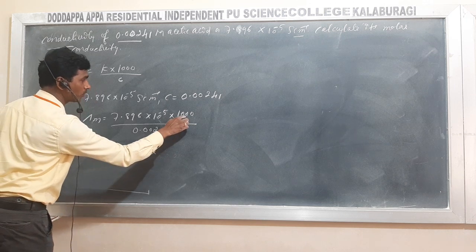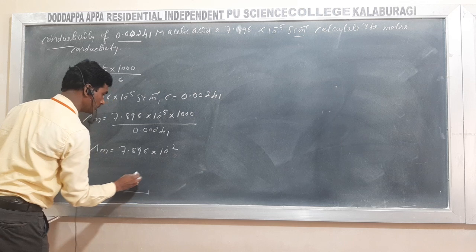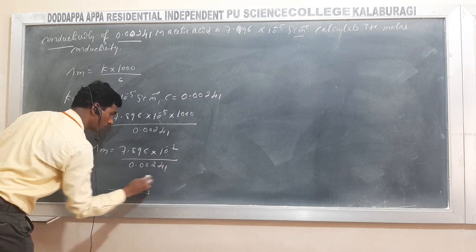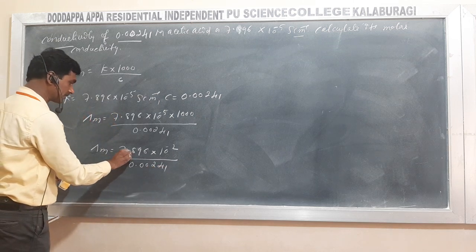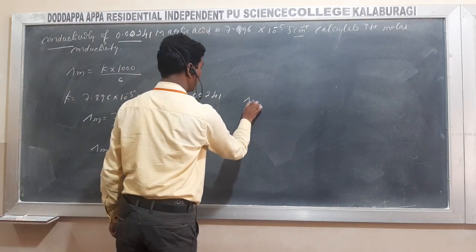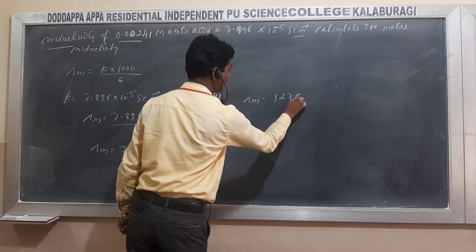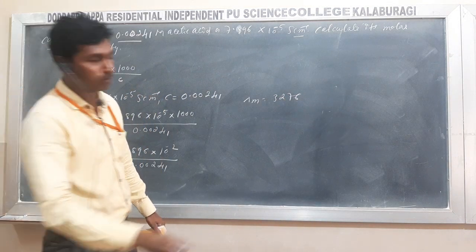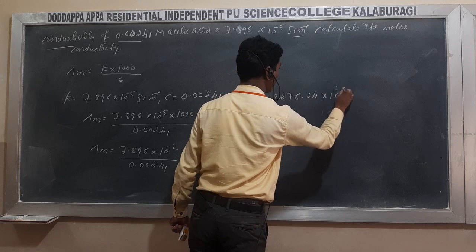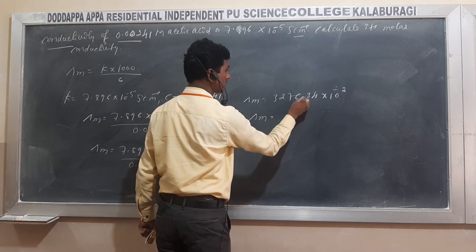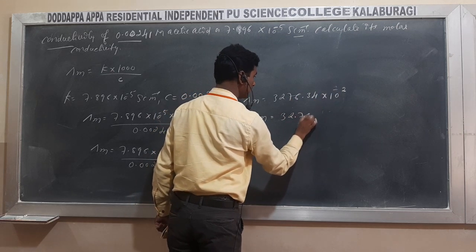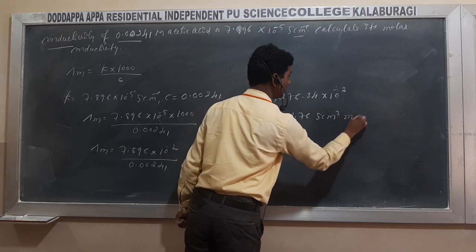So the molar conductivity equals 7.896, with 10 to the power of 3 and 10 to the power of minus 5, which is 10 to the power of minus 2, divided by 0.00241. So here 7.896 divided by 0.00241 gives 3276.34 into 10 to the power of minus 2. When the decimal point moves, the powers cancel, and it is 32.76 Siemens centimeter square per mole.